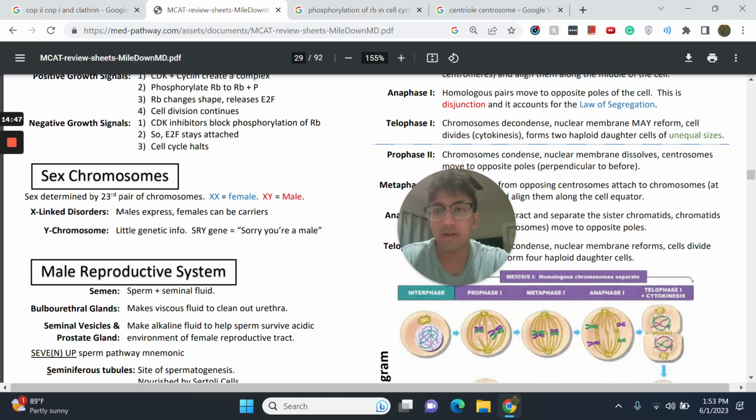X-linked disorders are when males express them and females can be carriers. That's because a male only has one X, and that X is from the mom, and the Y is from the dad. So if the male has an X-linked disorder, they're going to have the disease because they only have one X.